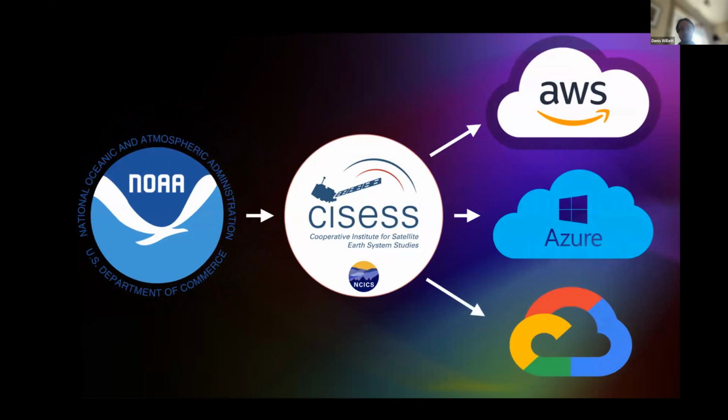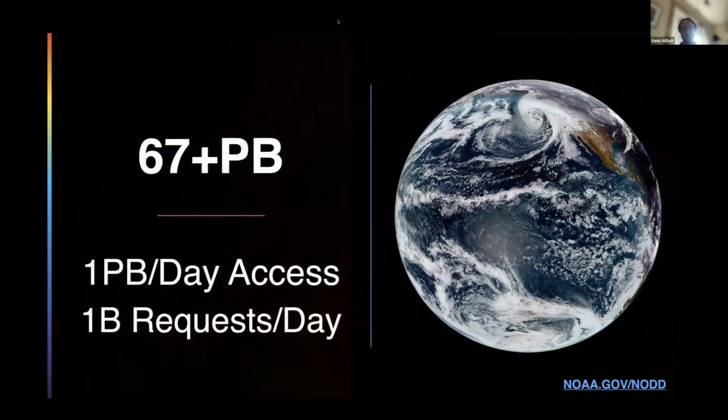The way that we do that is we work very closely with NOAA to take their data and help move it and provide the infrastructure to be able to transfer it to the three primary cloud providers that we are working with: Amazon, Azure, and Google. We have been doing this for a little bit now and have accumulated over 67 petabytes of data holdings that we manage for NOAA across these different public cloud providers. We support petabytes of data access and billions of requests on a daily basis to these data.